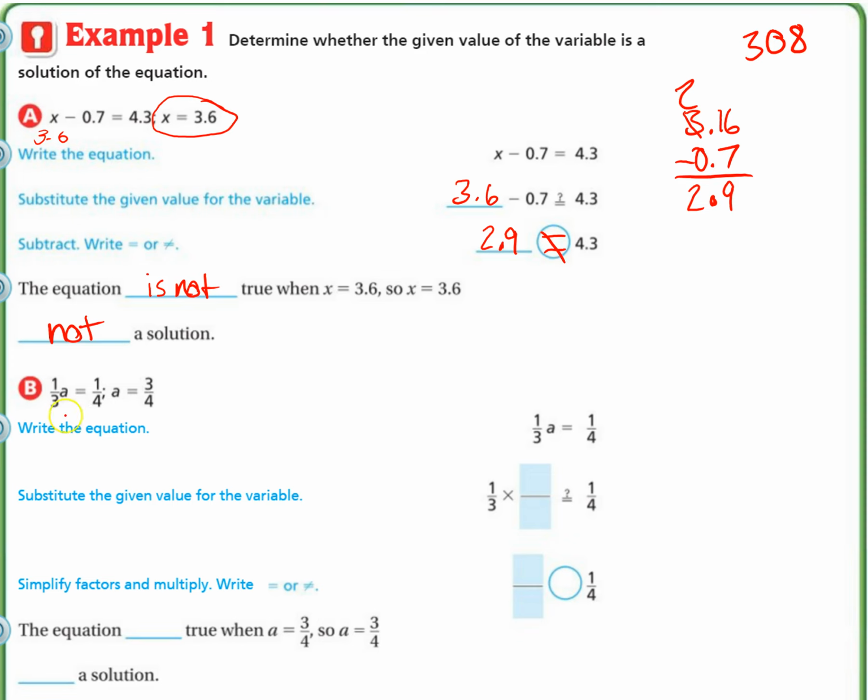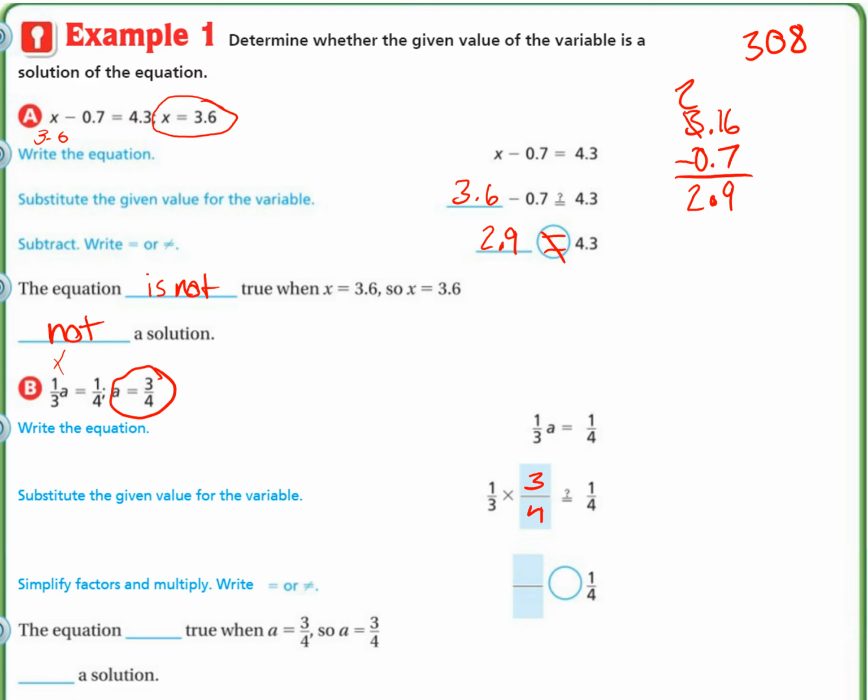Okay, they did the same thing here. We have 1/3 a equals 1/4. And they told us a equals 3/4. Remember, when you have a number with a letter right next to it, it means you're multiplying. So they just want us to plug it in, do the math, and see if it's correct. Okay, so we plug in 3/4 where a is. And again, a number with a letter right next to it means multiply. So we're multiplying that. So now we just have to do the math, multiply the fractions.